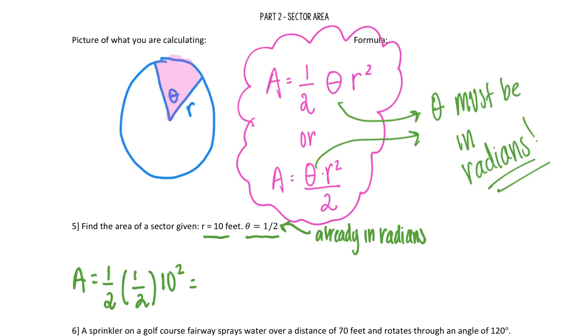You can plug that all in the calculator, or you can probably do it in your head. 1/2 times 1/2 is 1/4. 10 squared is 100. What's 1/4 of 100? 25. Now when we label this, we're going to want to make sure that we label it with the appropriate unit. So since we're talking about area, it's not just feet, it would be feet squared.